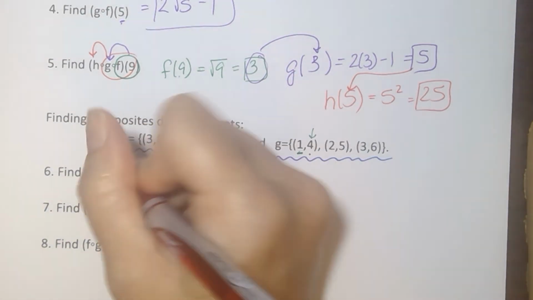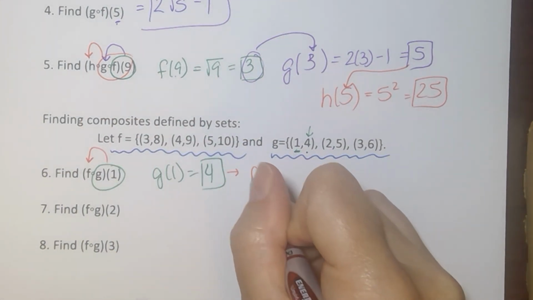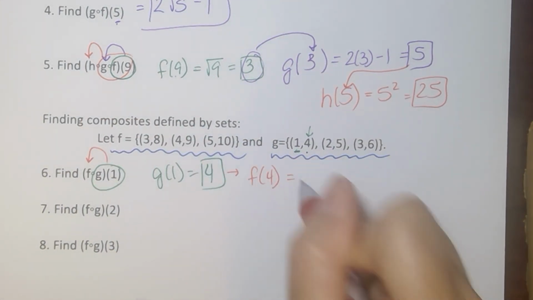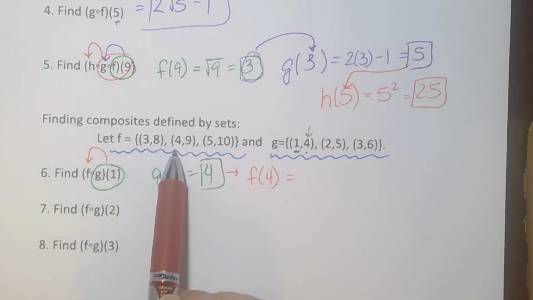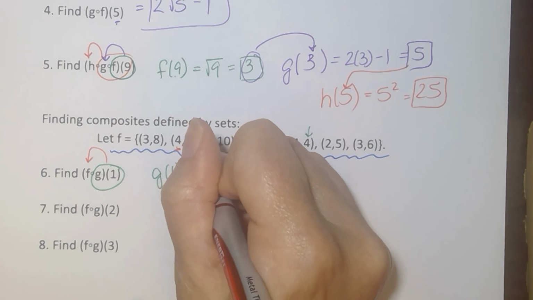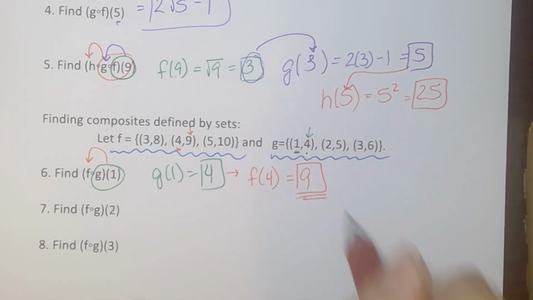I'm going to use that output and plug it into f. So I take that 4 and I say, okay, what is f of 4? Well, look at your f function. I find the x coordinate 4 and I see that the outcome is 9. So that's my final result, 9. Let's look at the next one.